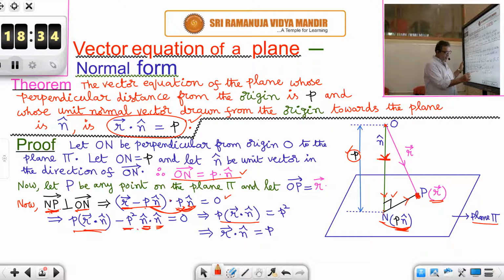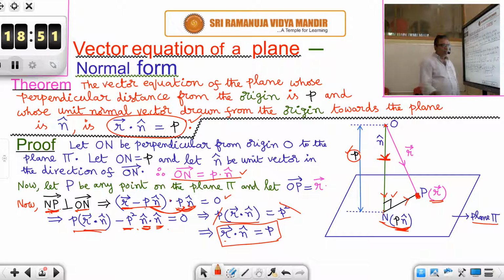Therefore simply this minus P square can be taken to the right side. It becomes P square. Now in this, one P can be cancelled out. P here, P square there. So R bar dot n cap is equal to P. Okay, R bar dot n cap is equal to P.